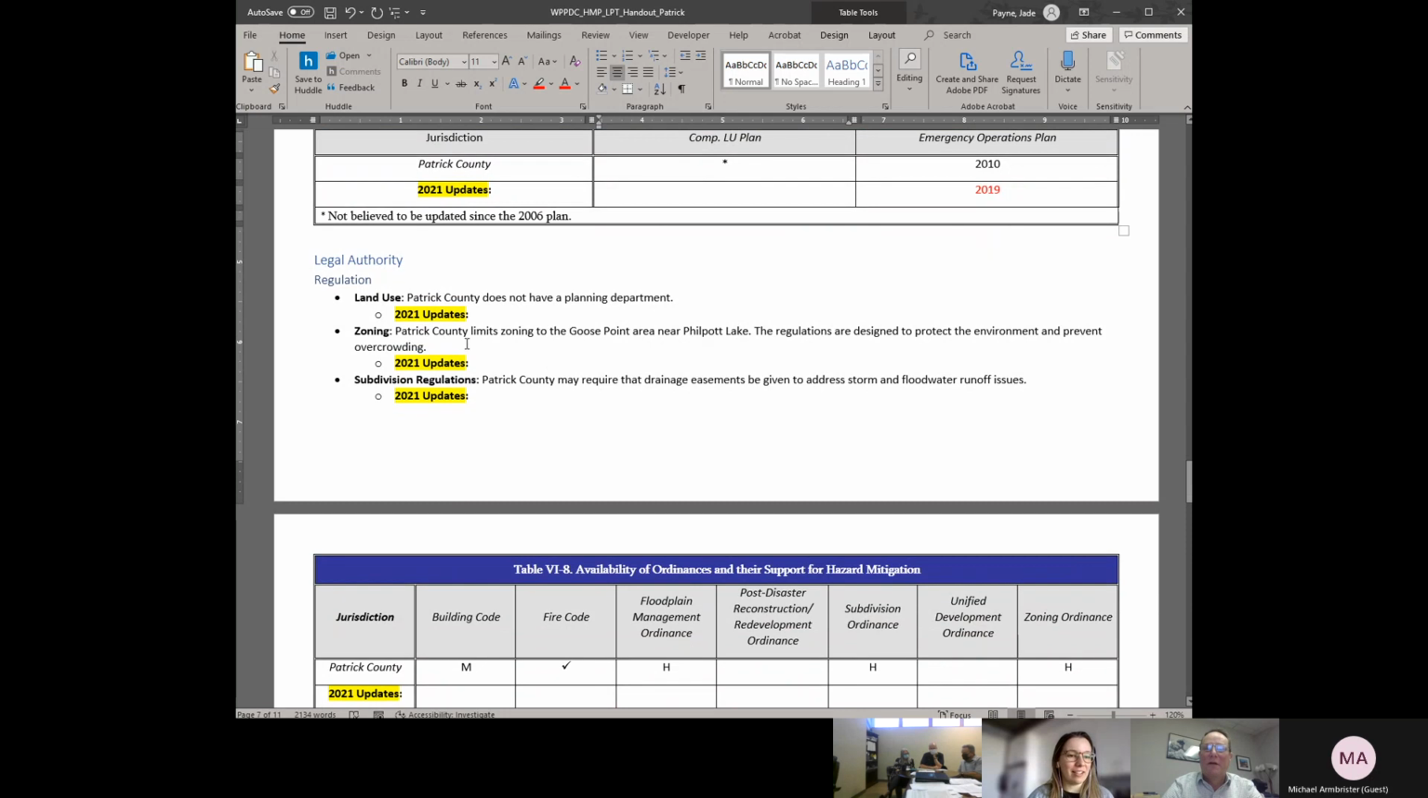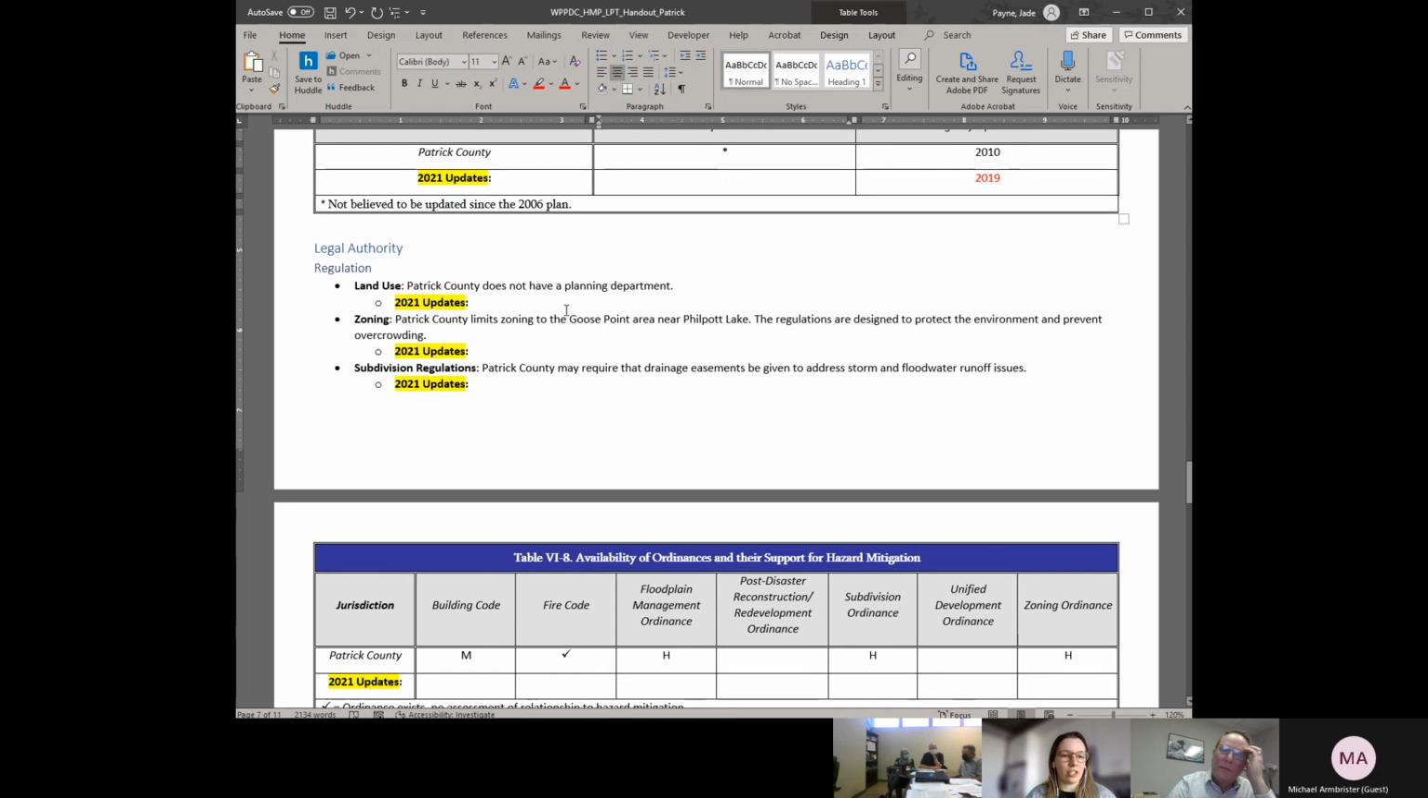Okay. So moving on to the latter end of this section, getting into the legal authority and regulation. The 2016 plan said that you guys did not have a planning department. Is that true? We still do not have a planning department.